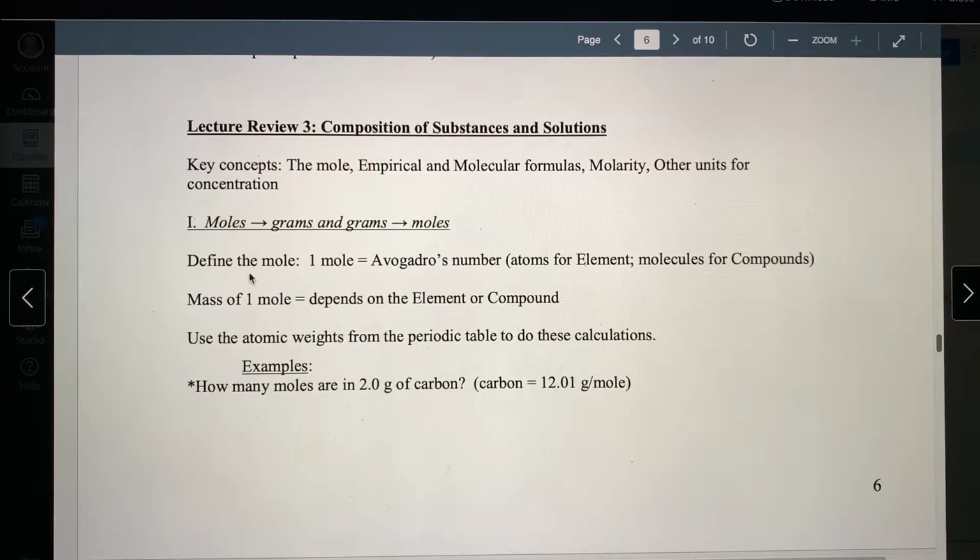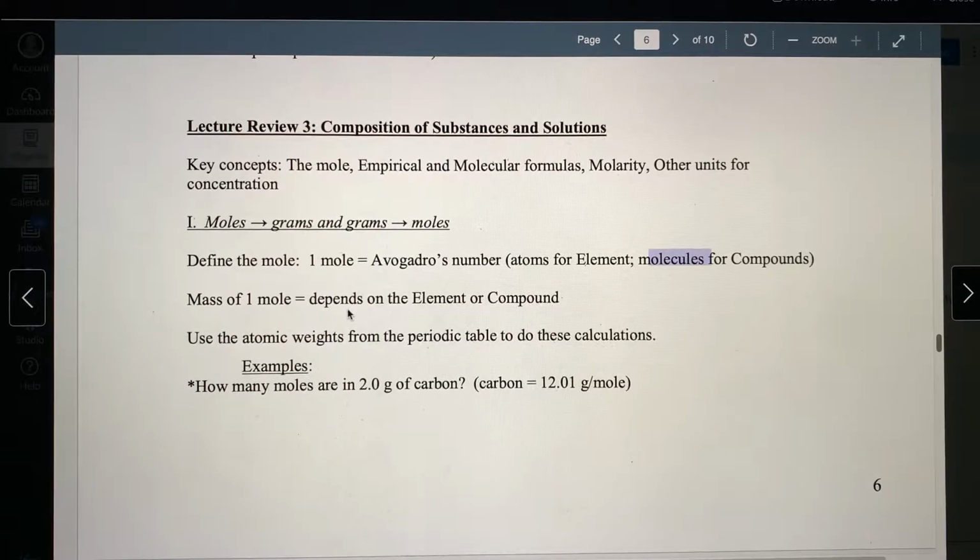First of all, let's define moles. There are two things about 1 mole. First, how much or how many, in terms of quantity. 1 mole is Avogadro's number. For elements, we call each particle an atom. For compounds, each particle is called a molecule. Okay, so that's the terminology.